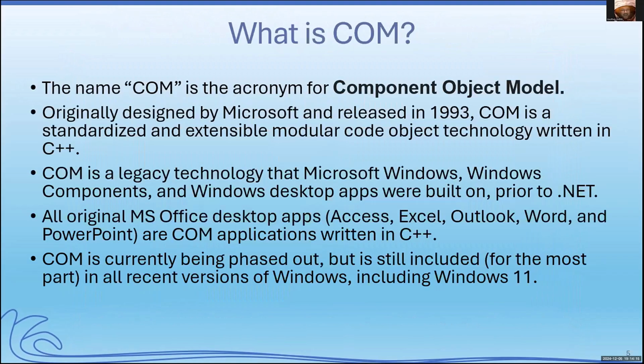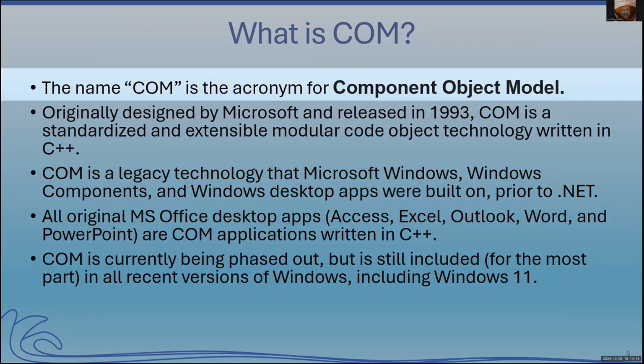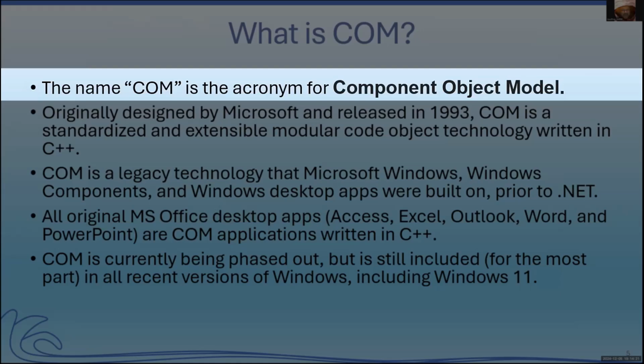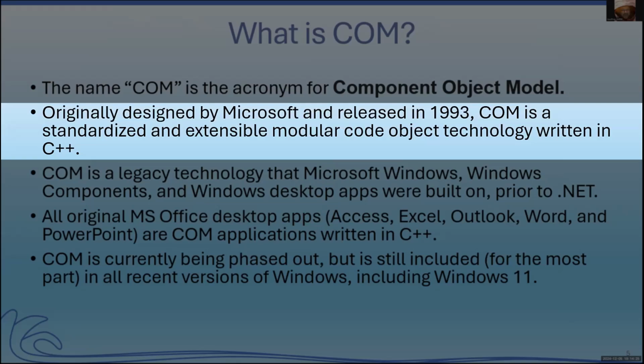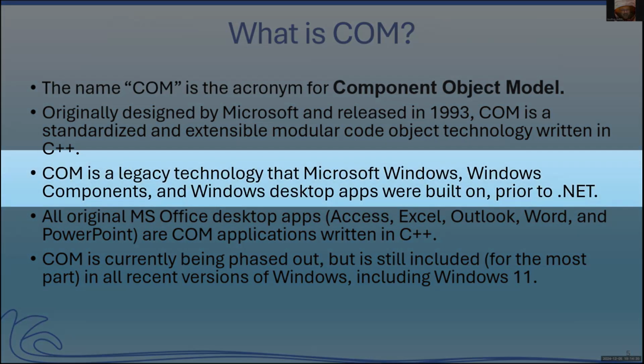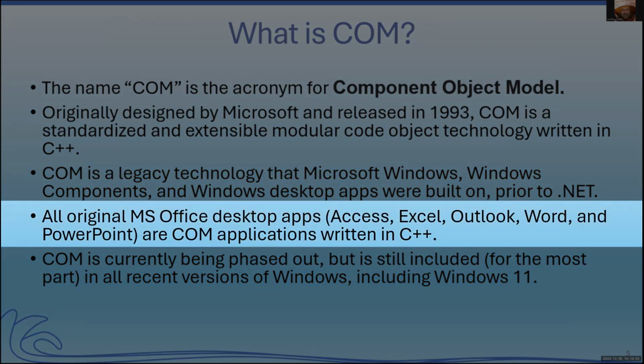So just to jump into some definitions, what is COM? COM is the acronym for Component Object Model. It is a legacy technology that was created by Microsoft in the early 90s, and it was used to create all kinds of stuff: Windows applications, parts of Windows, the Office apps. I mean, all kinds of stuff was written in COM back in the day.